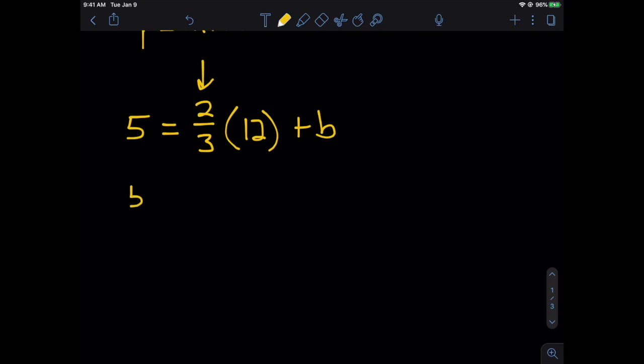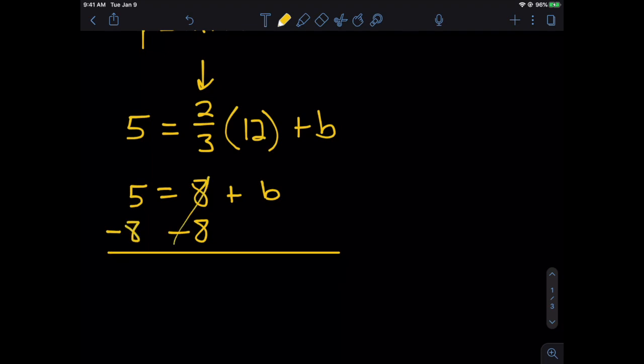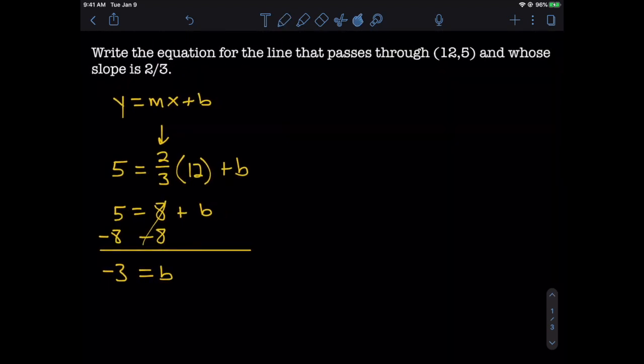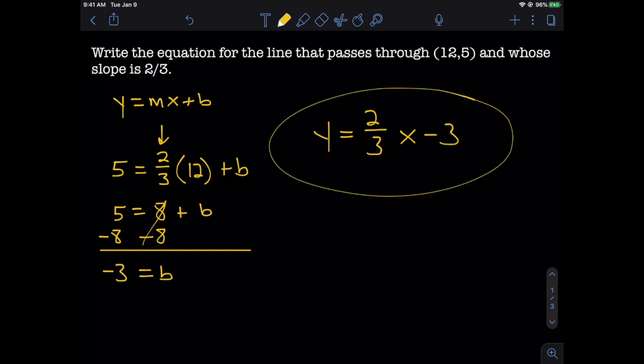To multiply a whole number times a fraction, multiply the whole number times the numerator and then divide by the denominator. 12 times 2 is 24, divided by 3 gives us 8, and then plus b. To solve for b, we'll subtract 8 from both sides. The 8's here are going to cancel out, and then 5 minus 8 is equal to -3, so -3 is equal to b. This means that our final y equals mx plus b equation is y equals 2/3 x minus 3. There you have it. Plug into y equals mx plus b, solve for b, and then rewrite your equation.